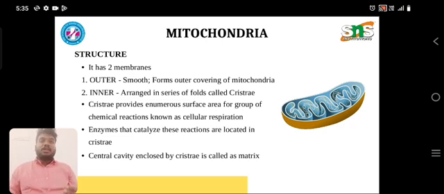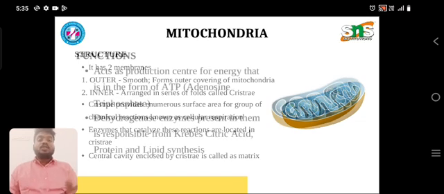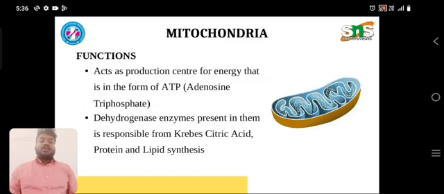The main thing is mitochondria will produce energy called ATP. Dehydrogenase enzymes present in them are also responsible for the Krebs cycle, citric acid, protein and lipid synthesis. Actually it is a site of cellular respiration, and it is known as the powerhouse of the cell.